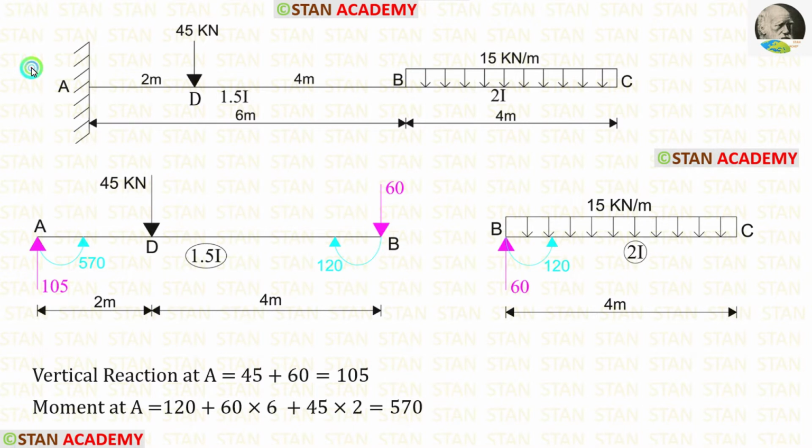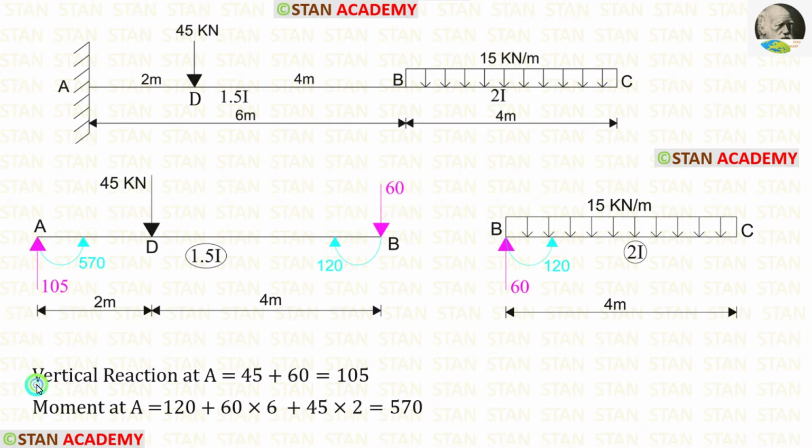Now let us take the portion on the left of B. On the right side in the point B, we have a vertical reaction 60 acting upwards. So on the left side, it should be acting downwards. On the right side, we have a moment which is acting in the anti-clockwise direction. So on the left side, it should be acting in the clockwise direction.